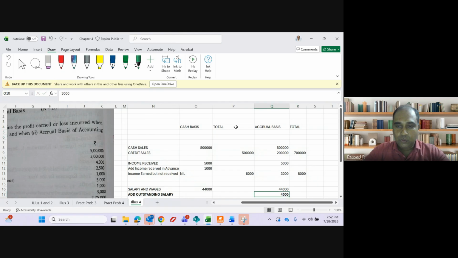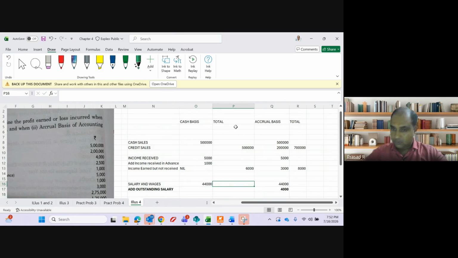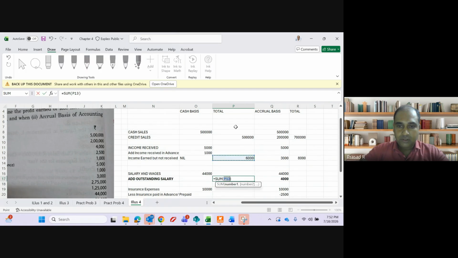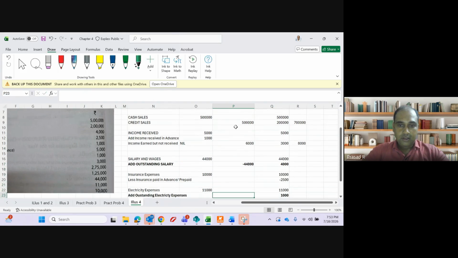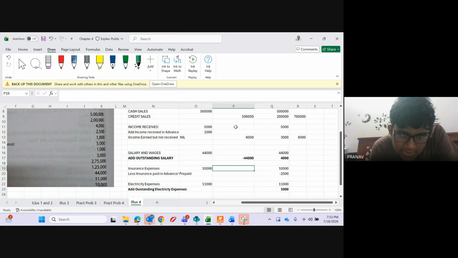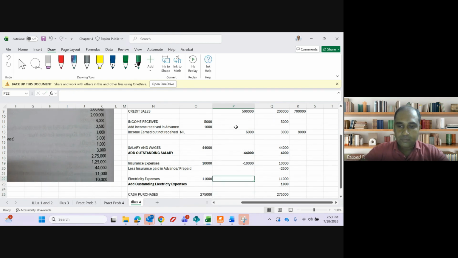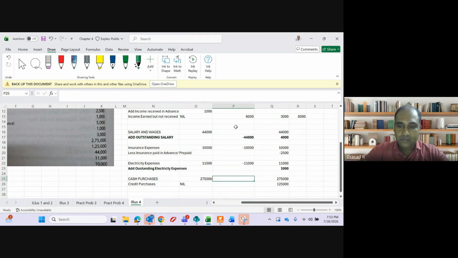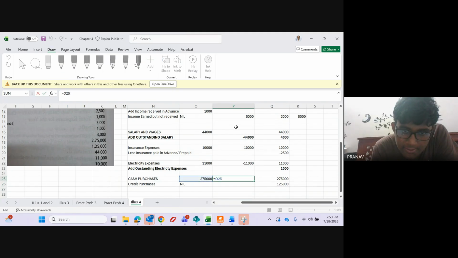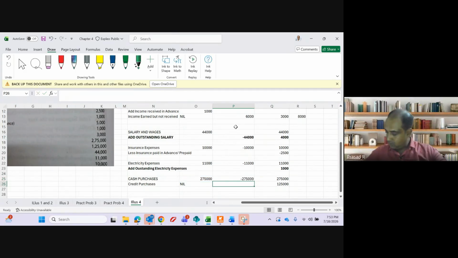Expenses, I will show as negative. My salary is how much? 44,000. I will put it as negative so that it becomes easy to add everything. Insurance is how much? 10,000. I will put it as minus 10,000. Electricity expenses is 11,000. I will put it as minus 11,000. Purchases is minus 2,75,000.